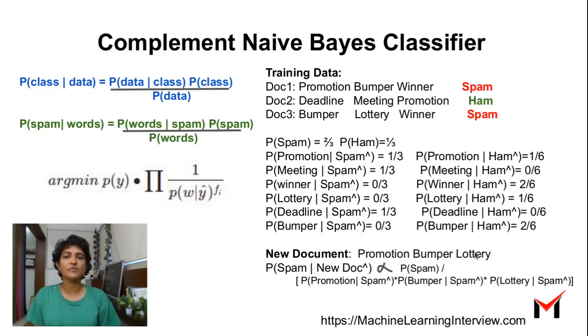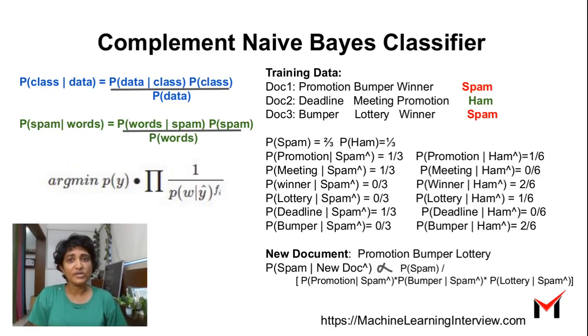And once you find this probability, you want to take that class which has the least of this final probability you calculated. Because again, you're taking the reciprocals here and it's a complement. So if you get a smaller value for spam, that means the document is spam. If you get a smaller value for ham given new doc complement, then it's a ham document.